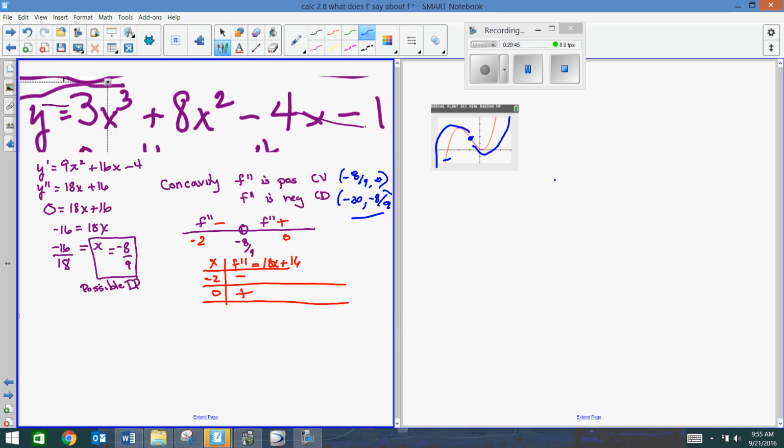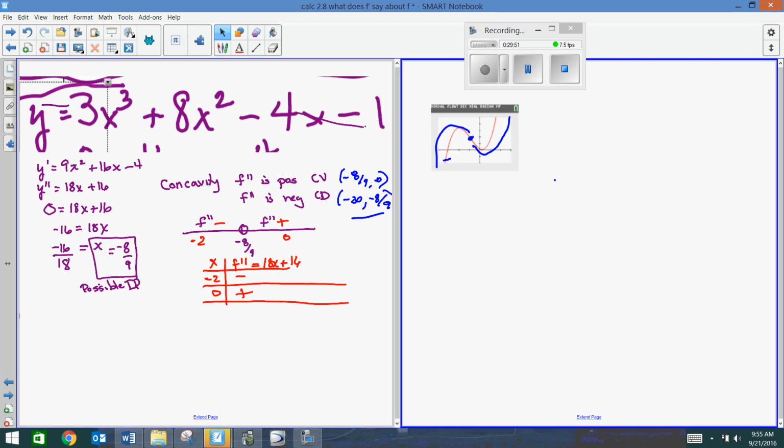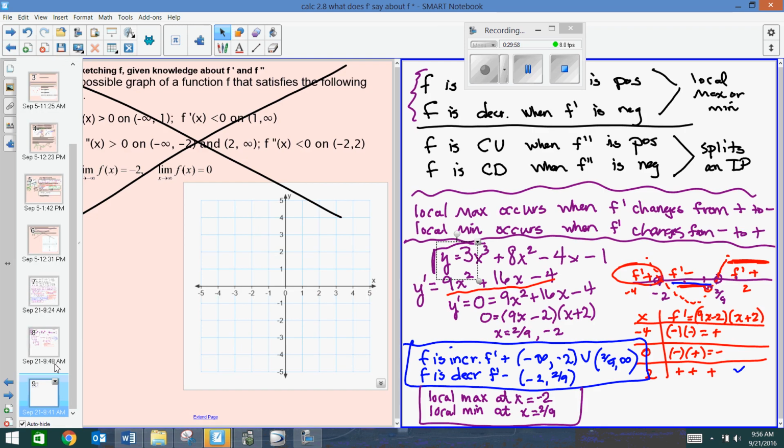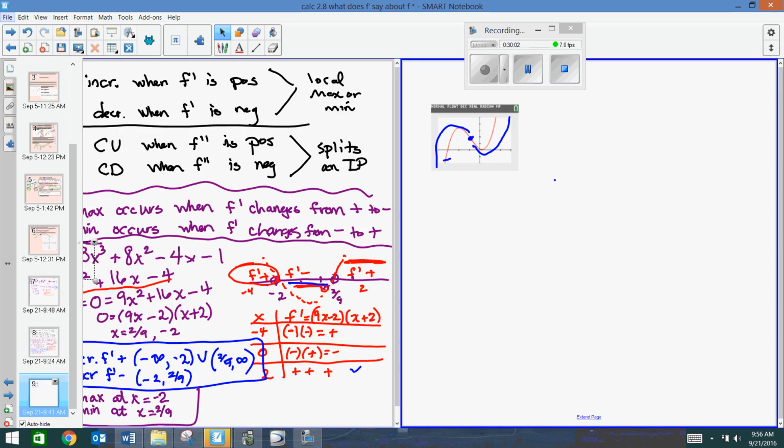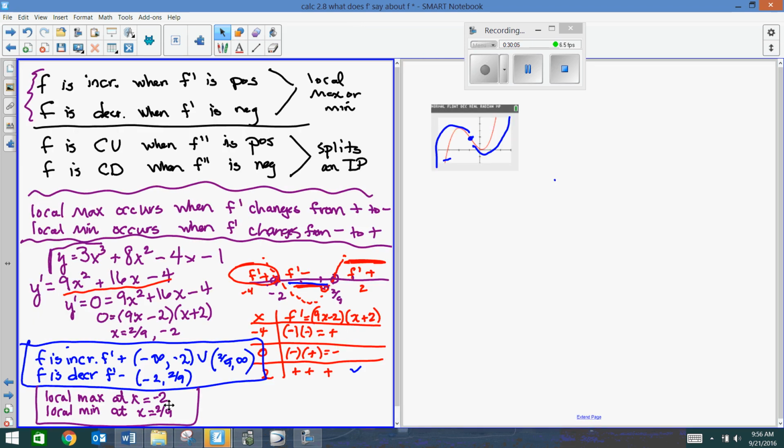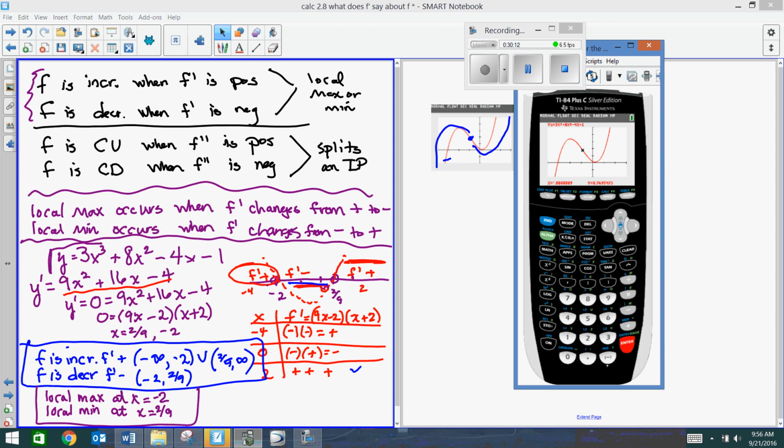All right. Let's talk about increasing and decreasing. This is F now, remember. Let's go back and switch these around real quick. Your local max, remember, was at x equals -2. So let's look at -2. -2 is definitely a local max. And 2/9 is definitely a local min. And then you can tell that it's increasing and decreasing. So that's the analysis that you're going to be doing in your homework. Good luck.